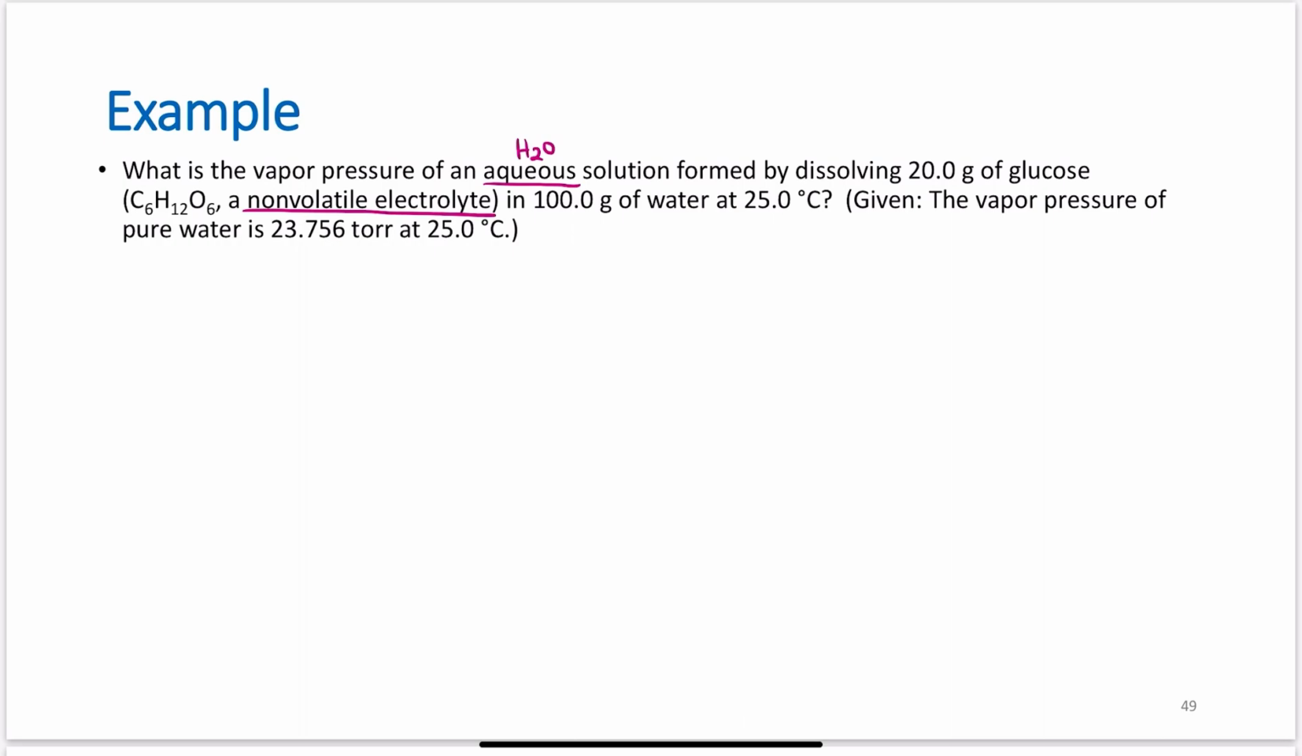Water escapes. Takes time. It does have strong hydrogen bonding, but it will escape into the vapor phase. But it's telling me my solute, so this is my solvent, this is my solute, it's telling me my solute is non-volatile. And it's in 100 grams of water at 25 degrees C. It then tells me, given the vapor pressure of pure water is 23.756 torr at 25 degrees C. This is the other hint this question is giving me. The fact that it's giving me the vapor pressure of pure water tells me that water is volatile. So even if I didn't remember that, it's giving me a hint to remember, hey, this is actually volatile. I need to pay attention here.